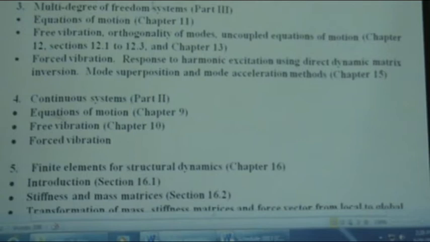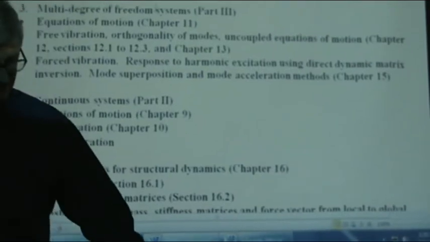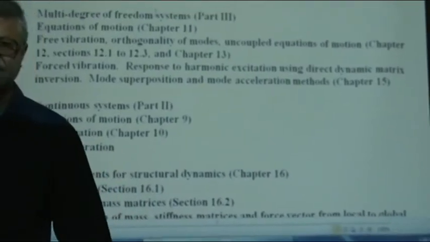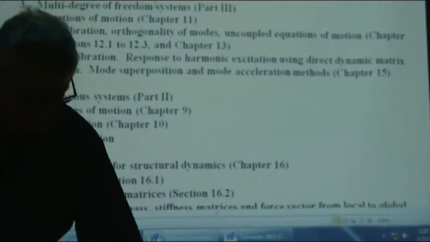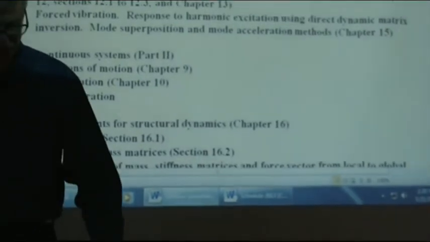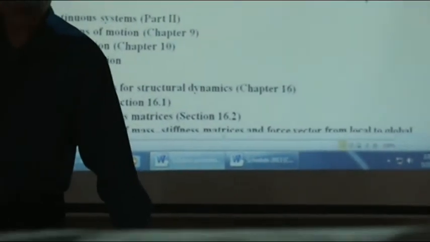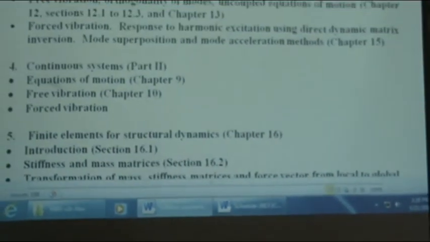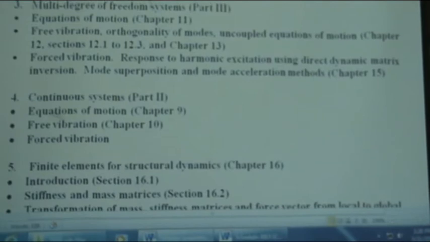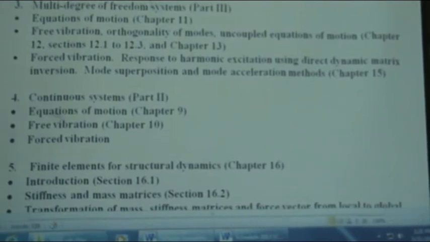In reality, every system is a continuous system, okay? Because anything that you think of, like this table, has infinite degrees of freedom. That means there are infinite number of points, and theoretically, in order to determine the position of this table in space, you have to define the positions of all these points. So infinite points, infinite degrees of freedom.